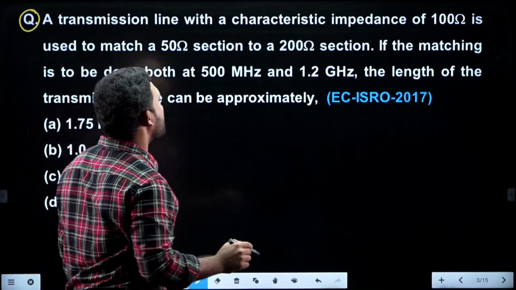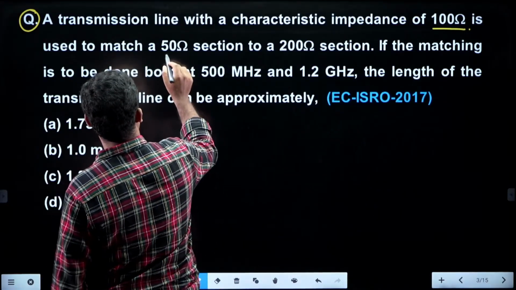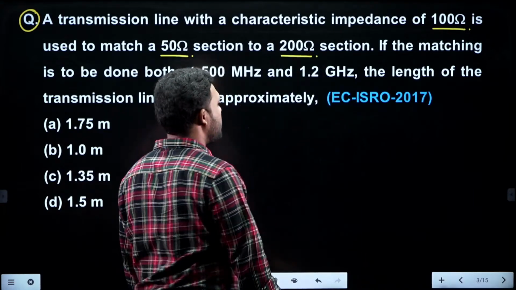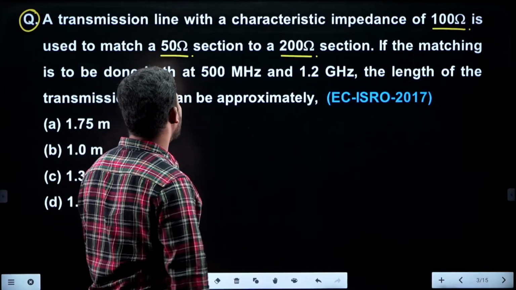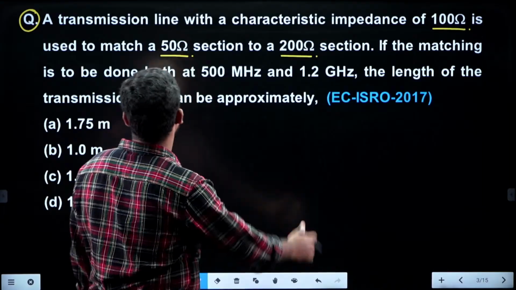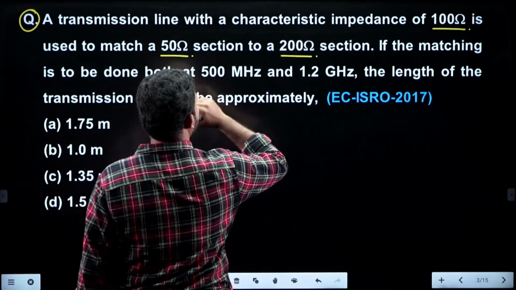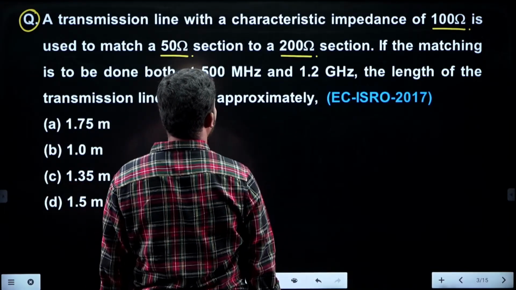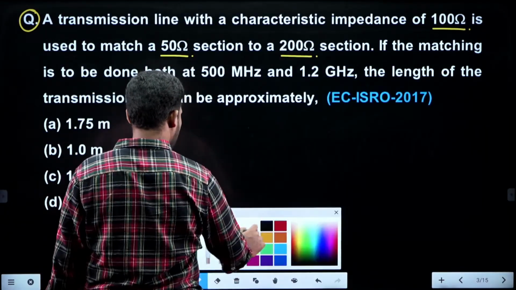A transmission line with a characteristic impedance of 100 ohms is used to match a 50 ohm section to a 200 ohm section. So that means there is a transmission line having a characteristic impedance of 100 ohms. If the matching is to be done both at 500 megahertz and 1.2 gigahertz, the length of the transmission line can be approximately what?